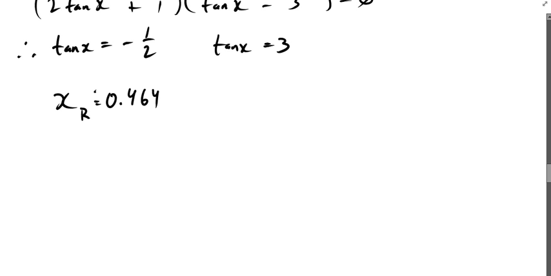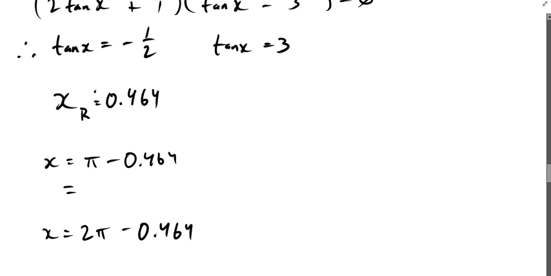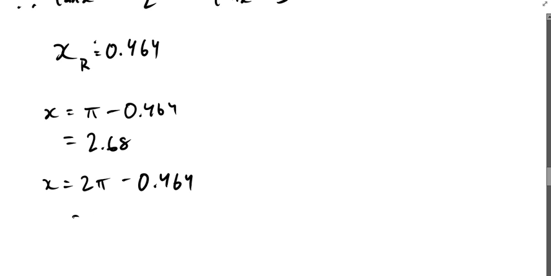And I probably wouldn't show this work at this point, even on a test. So I'll show it here just so that when we're looking at it, we don't get confused about where the answer came from. And x equals 2 pi minus that. And I think it works out to 2.68 and 5.82. Let me know if that's not right.